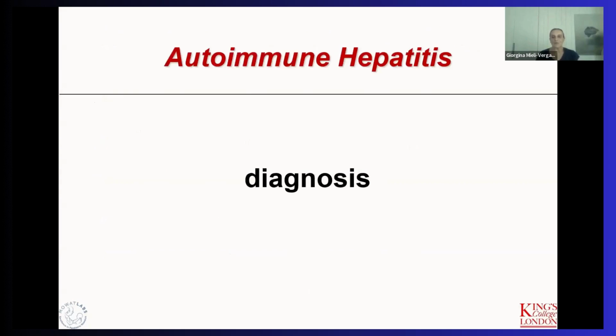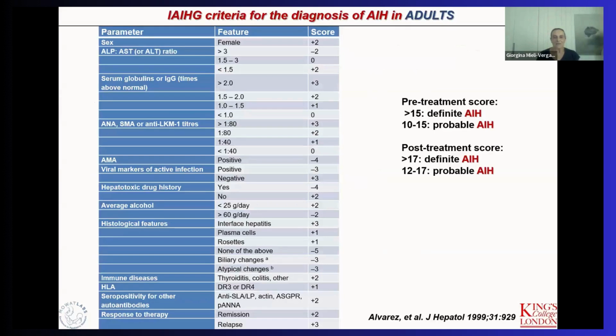How do we make a diagnosis of autoimmune hepatitis? This seems to be a very simple thing, but is not. And this has puzzled the adult hepatologists and, of course, the pediatric hepatologists. We go back to 1999, when the International Autoimmune Hepatitis Group published these diagnostic criteria for the diagnosis of autoimmune hepatitis. This was mainly done to be sure that in the various series published, the patients all had the same condition.